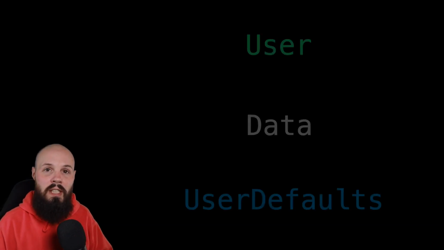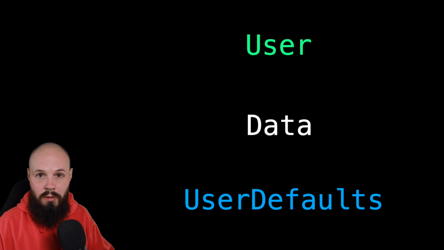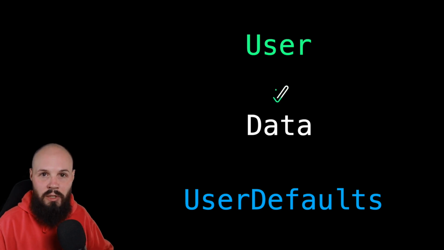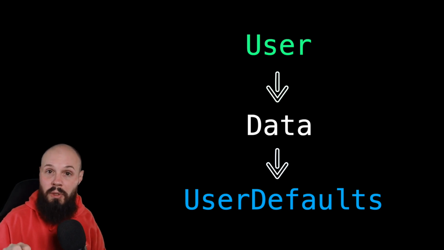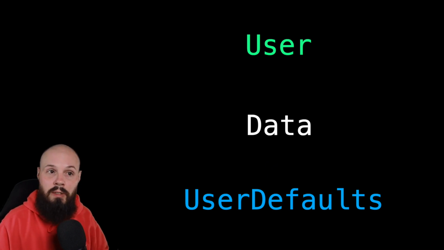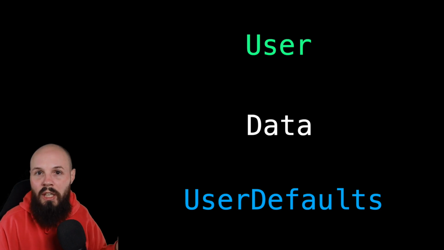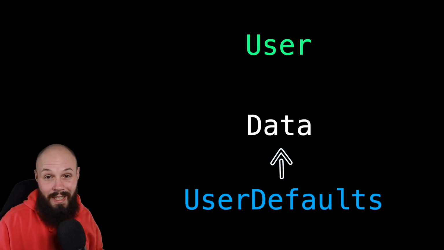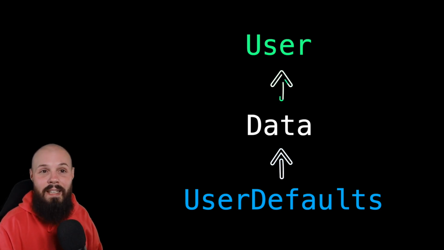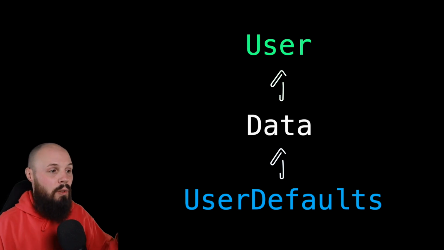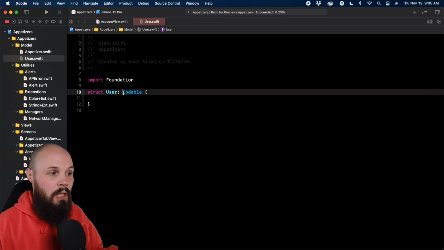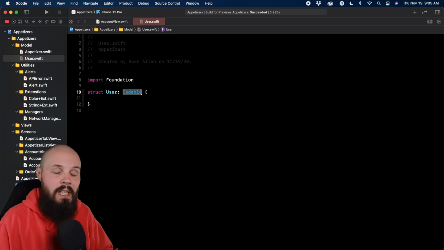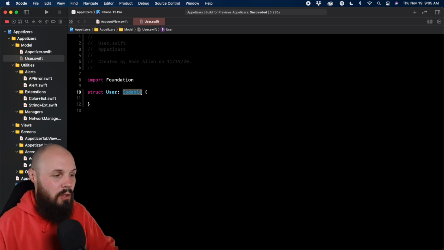So the flow goes like this. When we're storing into user defaults, we need to go from user to data down into user defaults. However, when we're retrieving from user defaults, right, because we want to retrieve this data to populate our user on the next app launch, we pull it from user defaults, but it's data, then we've got to convert that data into our user object. So that's where Codable comes in because we're encoding and decoding data, right? We're going both ways. If you remember last time, we just used Decodable because we were only going one way. We were just decoding. In this case, we're going both ways, so we're using Codable.